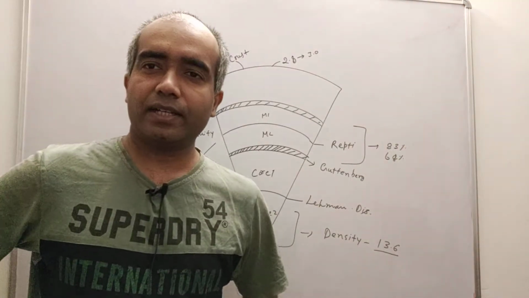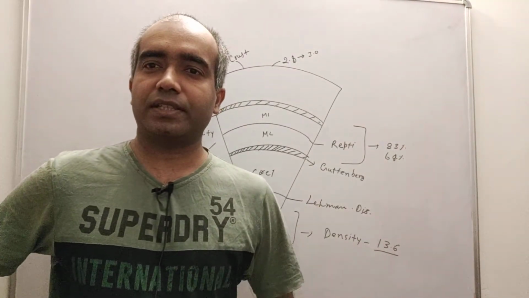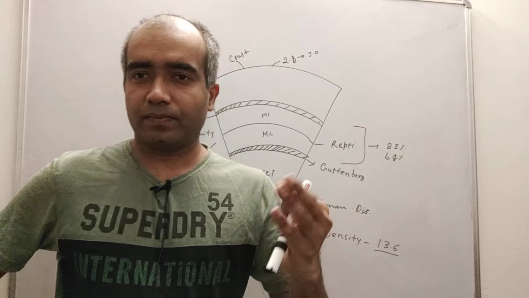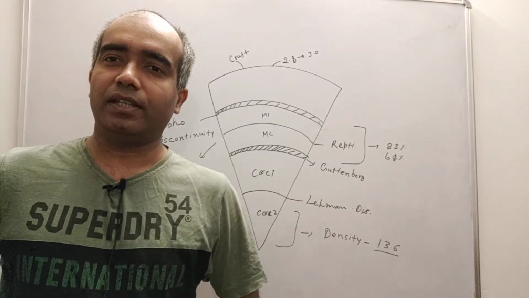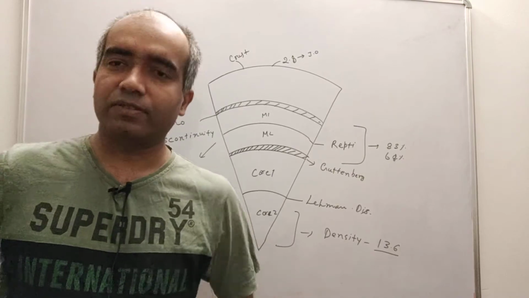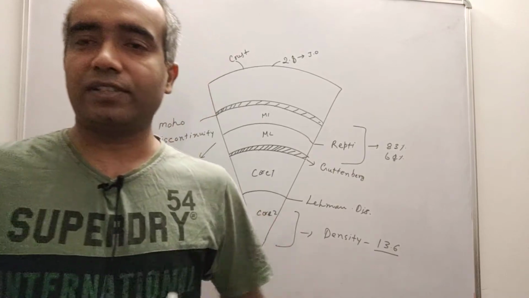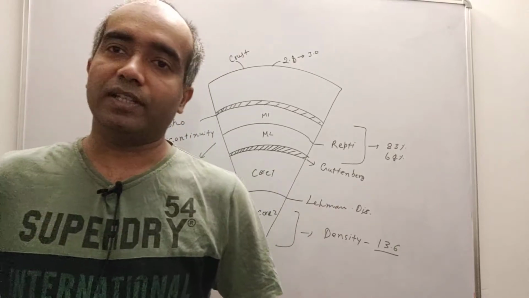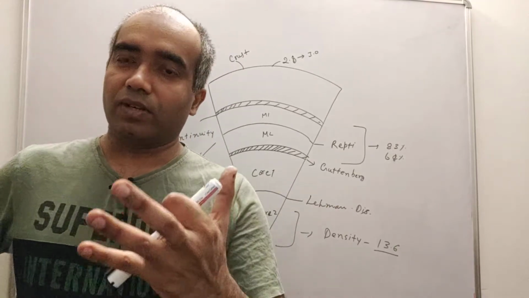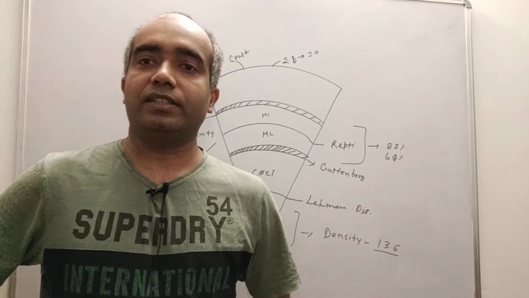Hello friends, welcome back. In the previous video we saw how scientists, based on experiments on earthquake waves, decided what the internal structure of the earth could be, what could be inside the earth, what their density could be, and what kind of matter could be there inside the earth.